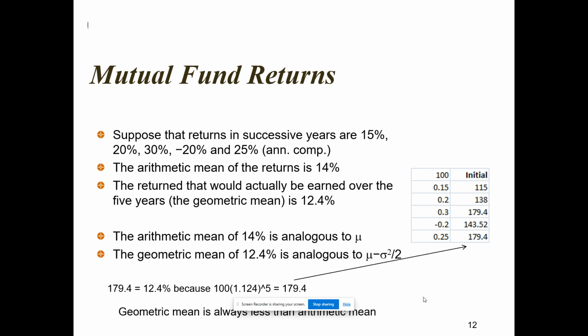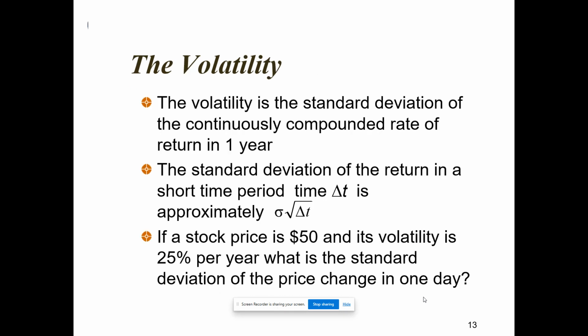You need to quantify that in geometric mean terms, because geometric mean, as you know from your earlier high school readings, is always less than the arithmetic mean. Now, what's the other important aspect which you need to understand? That is volatility. And that is nothing but the standard deviation of the compounded rate of return in 1 year. Now, standard deviation of the return in a short period of time, delta t, is given by sigma times square root of delta t. Keep this formula in mind.